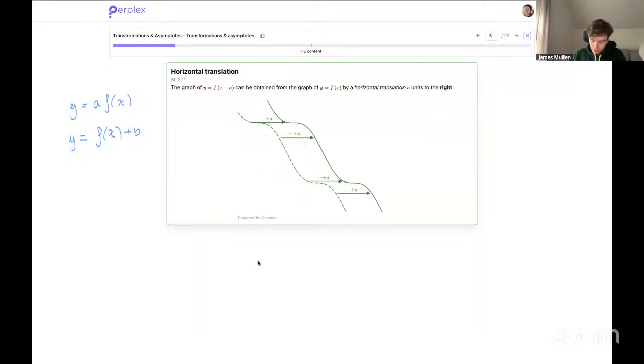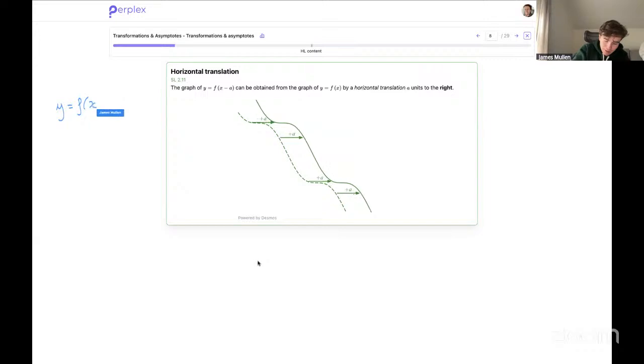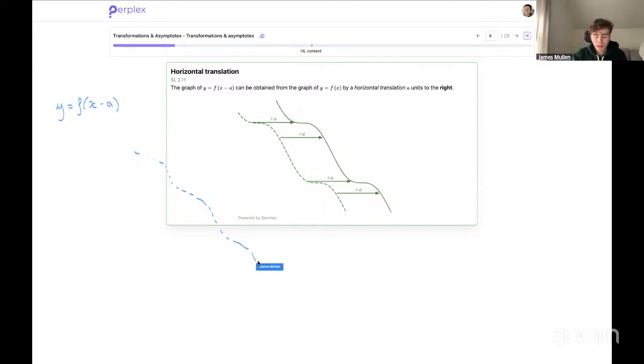Now, horizontal translations. This one is a little bit harder to think about because if I have the graph of y is equal to f of x minus a, that's going to correspond to a horizontal translation of a units to the right, which doesn't make any sense. Why am I adding a to all the x values if I have x minus a inside of the function? So again, what I want you to remember is that the graph of a function is nothing more than an infinite set of points on the graph. And each of these is x comma f of x.